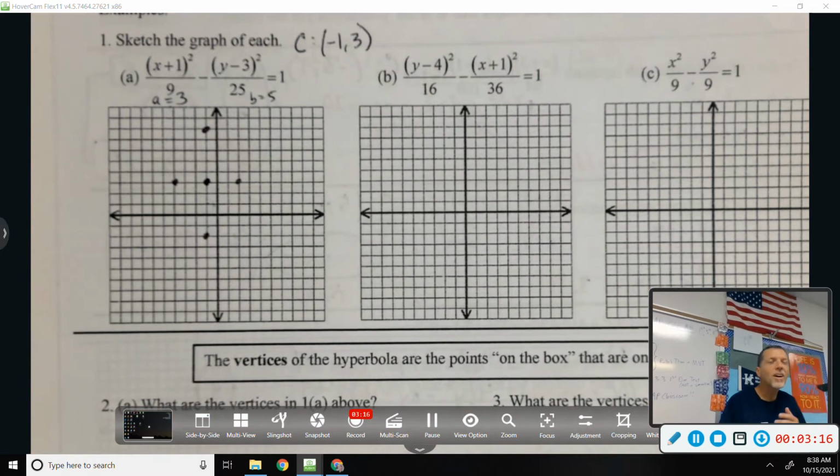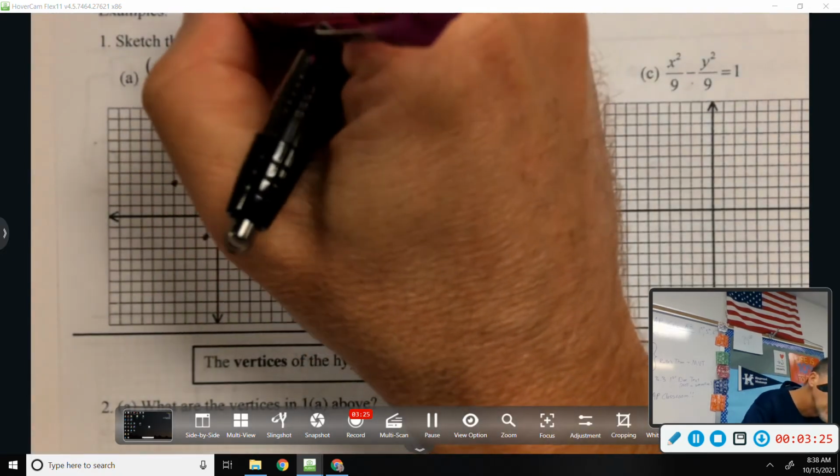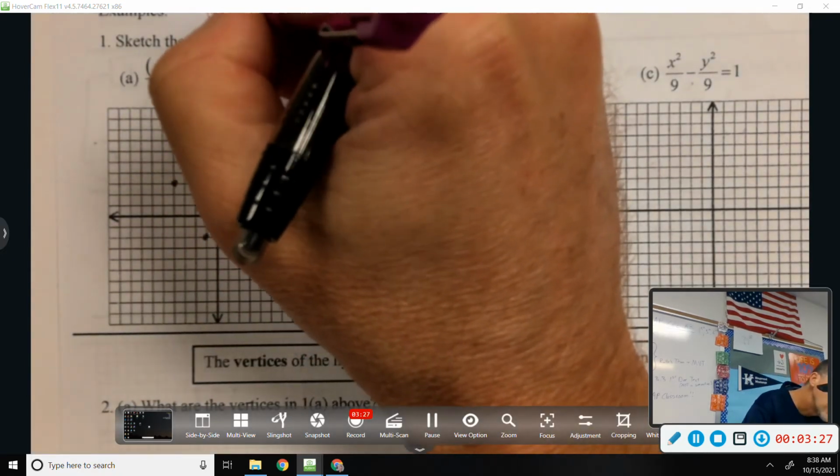So far, this is the same as an ellipse, right? If we just drew the oval in there, it'd be an ellipse. But we can't draw the oval in there because this is a hyperbola, because of the minus sign.